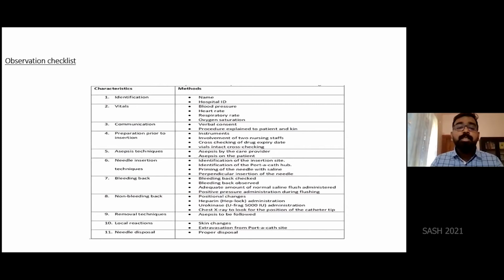This was the observation checklist which we used to assess the nursing staff. The main characteristics being identification of the patient, checking the vitals, communication with the patient and the bystander regarding what's happening, preparation prior to the insertion, asepsis technique, the needle insertion techniques, the bleeding back scenarios, the things to be checked and to be done during non-bleeding back scenarios, the removal techniques, local reactions, and the needle disposal techniques.